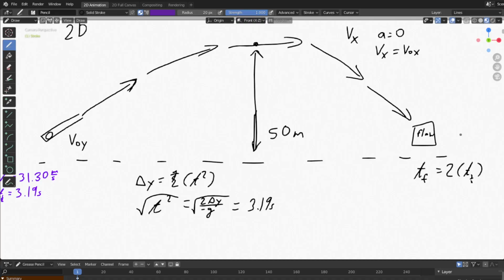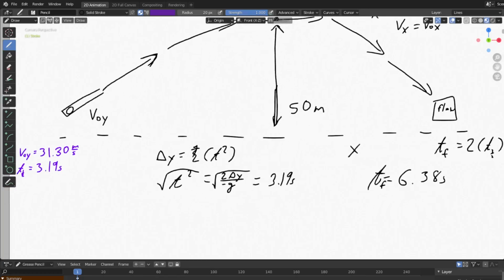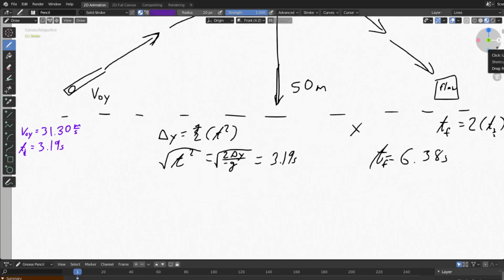So I was right. T of f is actually just 6.38 seconds. And you might go, why did I find the time? Why was I doing this? This is all to find out the distance it traveled, actually.